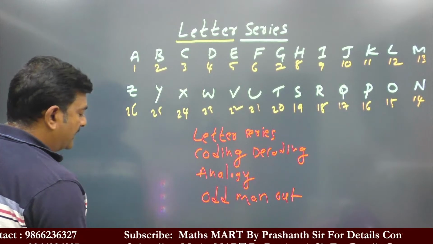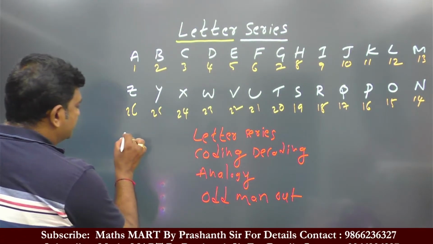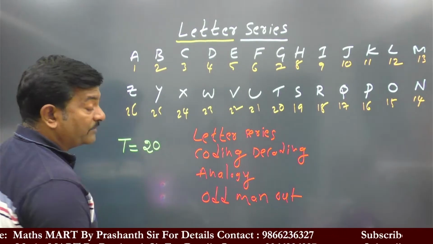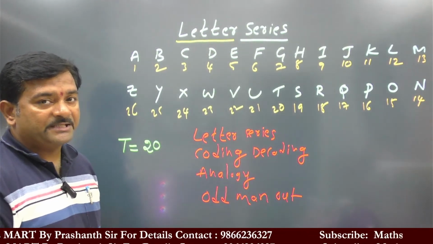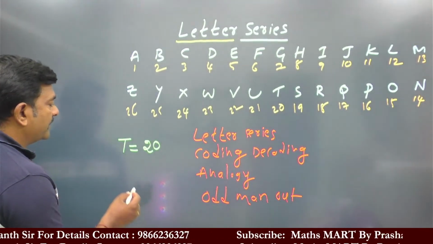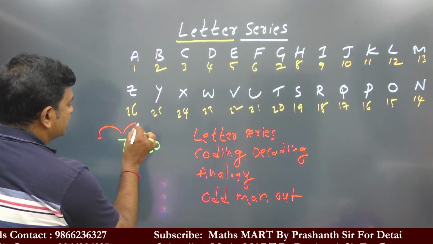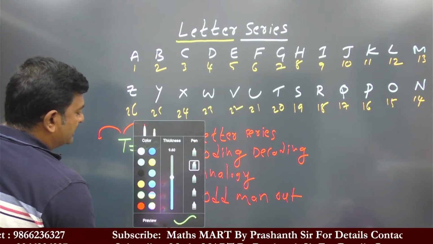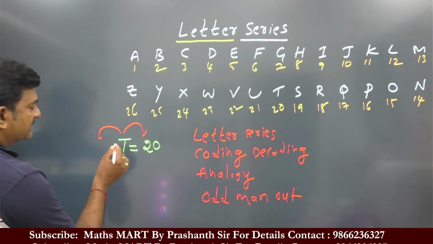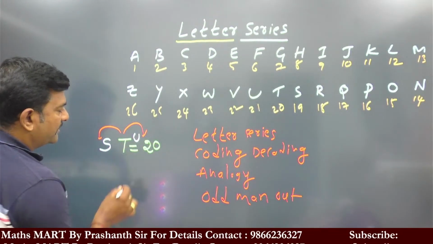Then take one more letter. Let's say for example, I am taking one letter here, T. Usually T20 matches, everybody knows T20 cricket matches. That is the reason T means 20. If T means 20, now we will focus on the preceding letter and the succeeding letter. For example, its preceding letter is S and its succeeding letter is U.